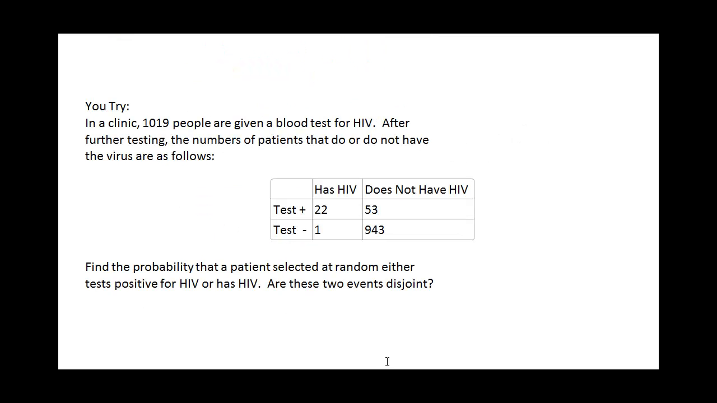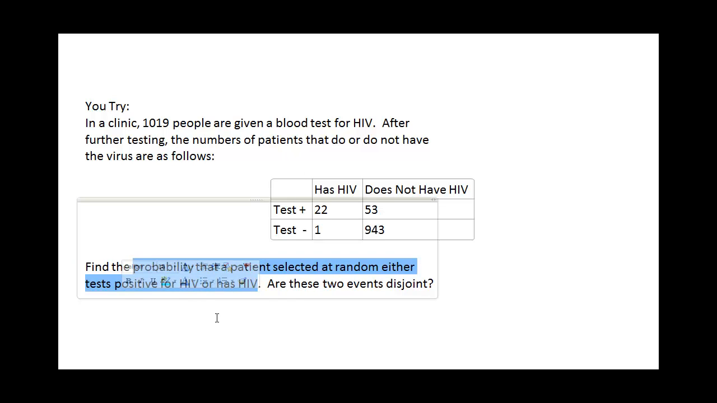Okay, to finish up, we have some data here from a clinic. 1,019 people were given a blood test for HIV, and we have a table here that indicates how many people either had HIV or did not have HIV, and then whether they tested positive or tested negative for the virus. So what we want to compute here is the probability that a patient selected at random either tests positive for HIV or has HIV. So we've got that OR probability there.